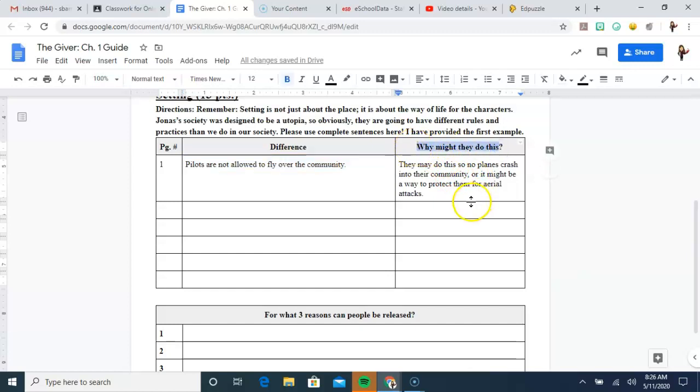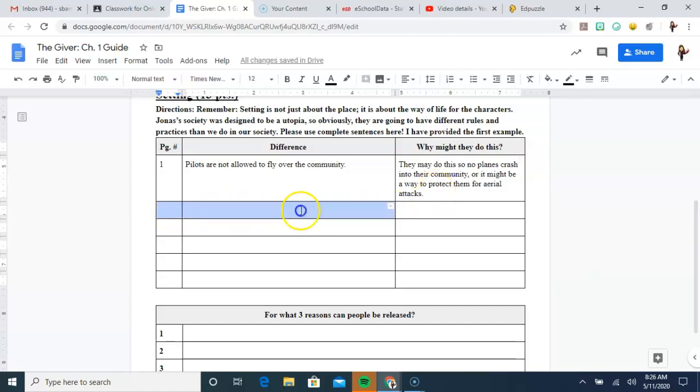So why would they make a rule like that? When I was thinking about that, I thought it might be for a couple reasons. I thought it might be because they don't want planes to crash into their community. If a plane is not allowed to fly over your community, it can't crash into your community. I also thought it might be a way to protect themselves from aerial attacks, like during warfare. So if there are no planes that are allowed to fly over, it would prevent attacks. Now, I'm not really sure how they prevent planes from flying over. It doesn't seem like they have a foolproof way for doing that when I read page 1, but that might be one of the reasons they decided to do that too.